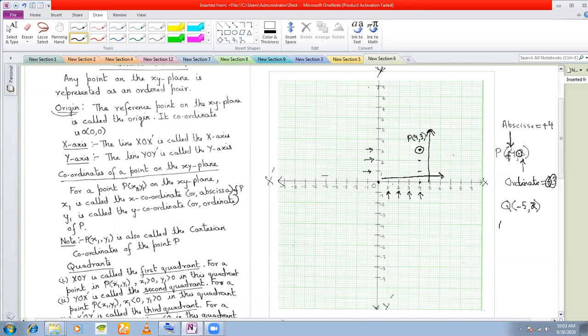Now what you see here is the abscissa here is -5. This one is my x coordinate, the abscissa. And we also see that this is negative. So what you do is you start moving towards the negative direction of x, because the sign of 5 is negative. And what is the distance you move? You move 5 units. So you have 1 unit, 2 units, 3 units, 4 units, 5 units. And you stop here at 5 units.